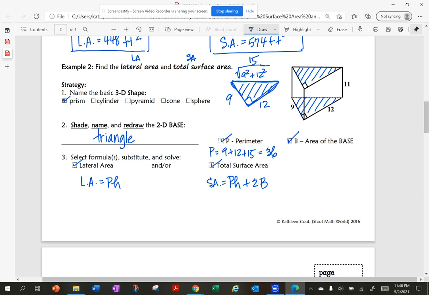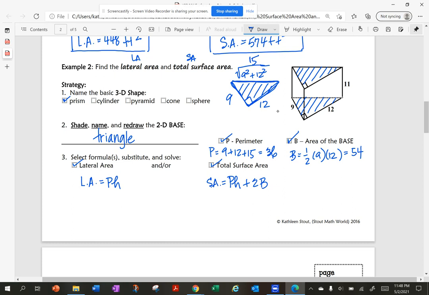I also need to calculate the area of the base. So the area of a triangle is 1/2, base is 9, height is 12, which is 54. So now I'm going to start substituting in.